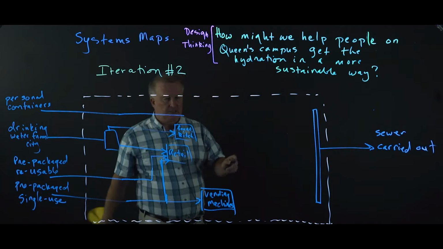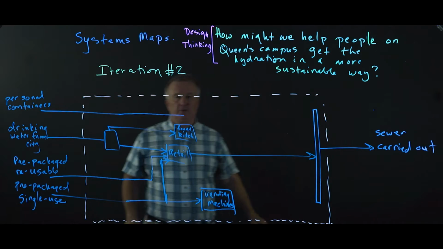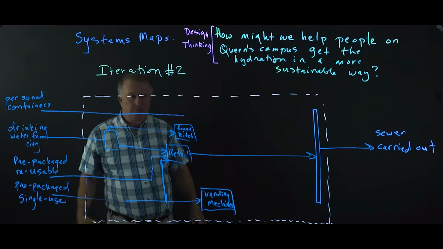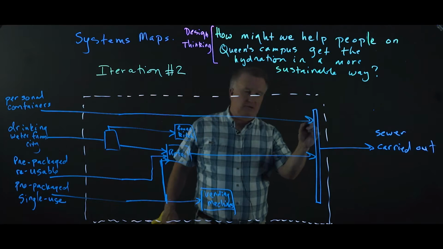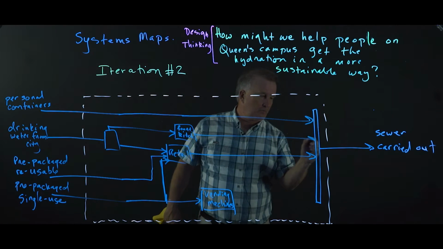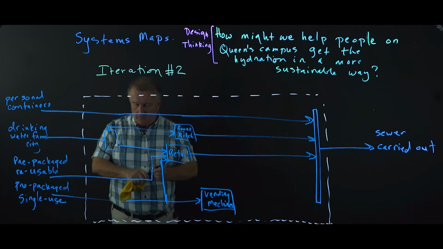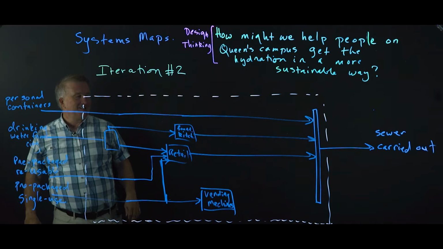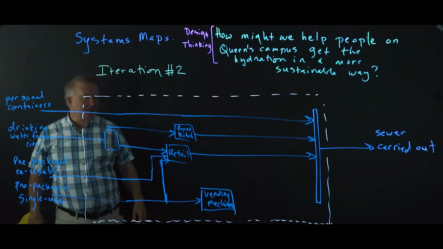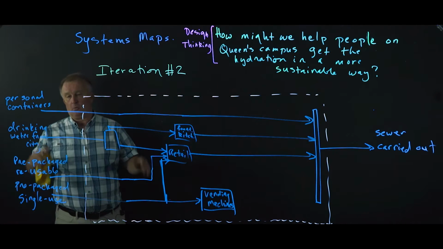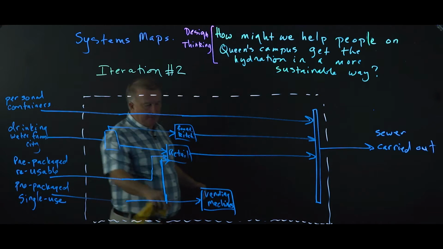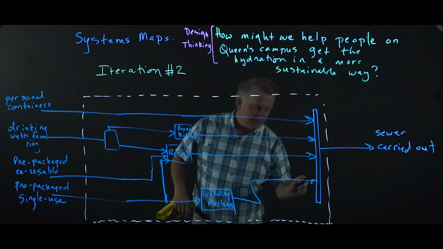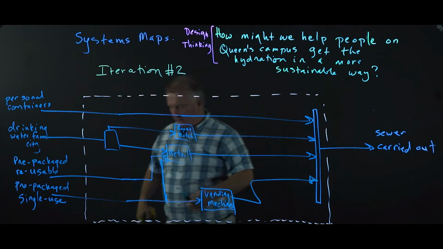And so then what I can do is I can say, okay, people consume them, they either carry it out or else it just goes to the toilet. Personal containers, same sort of thing, and so forth, okay? So there's my iteration 2 systems map for water coming on Queen's campus, okay? Now, we can critique this, and we might say, you know, okay, hold a sec, you've missed an arrow, so there, I'll put another arrow there.